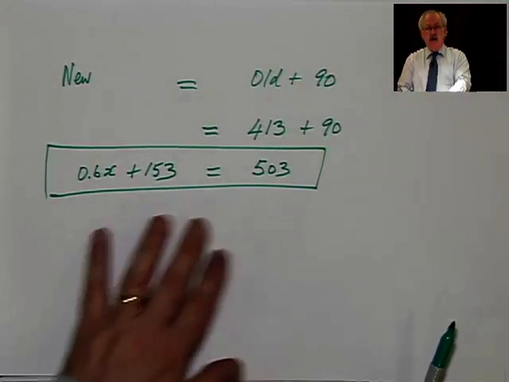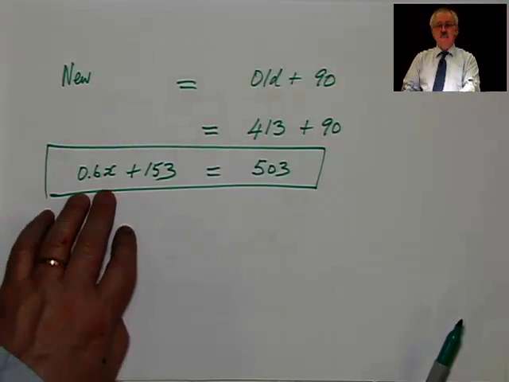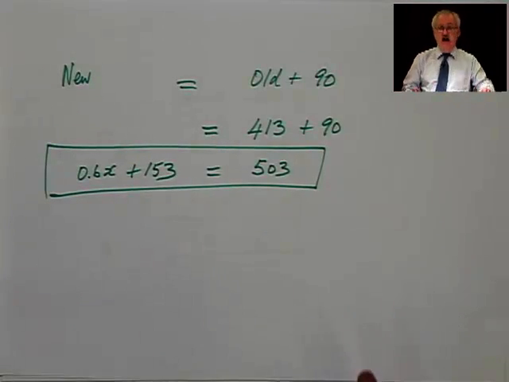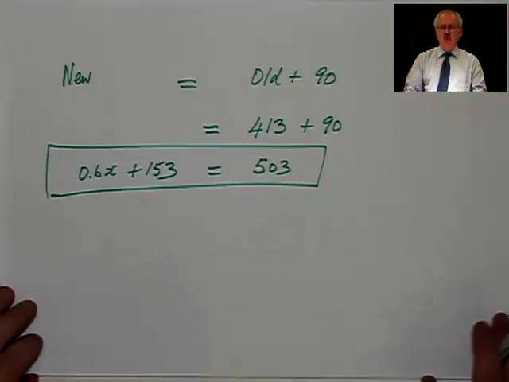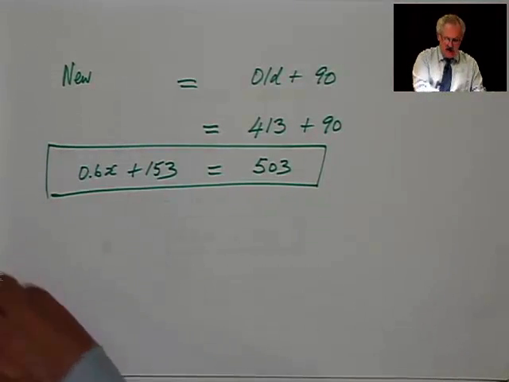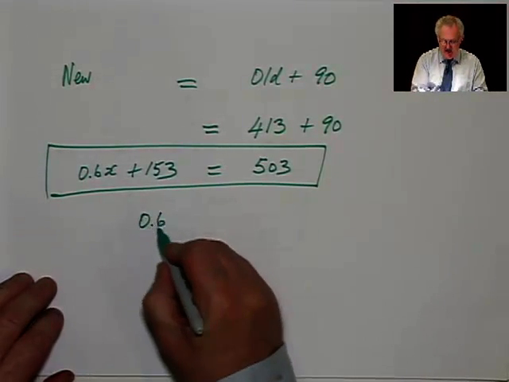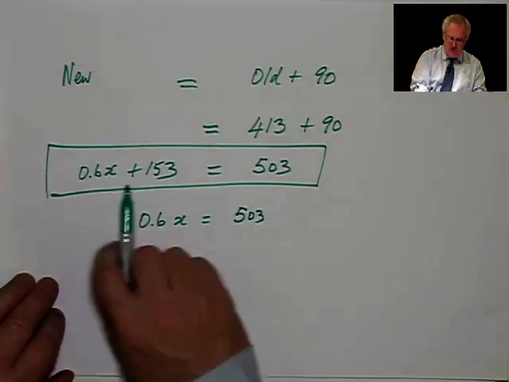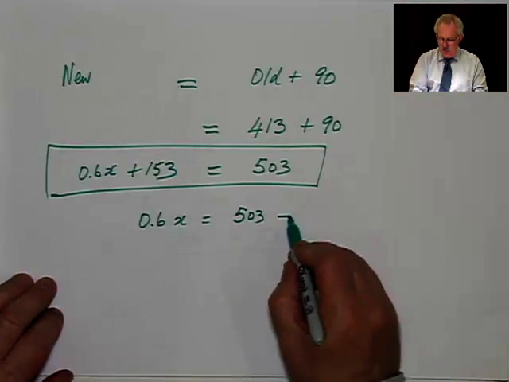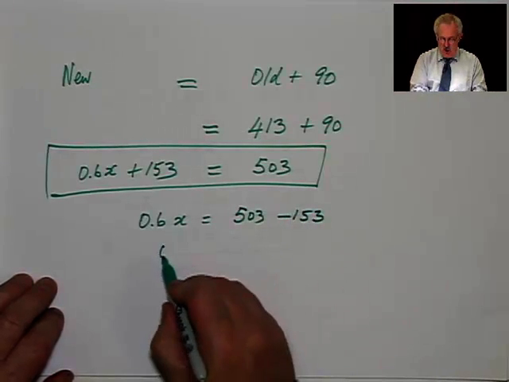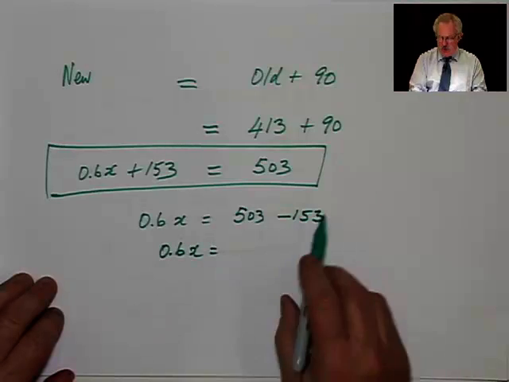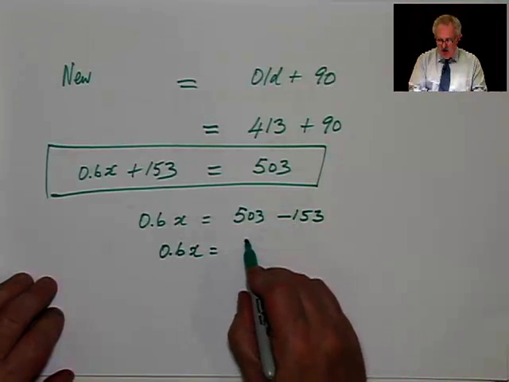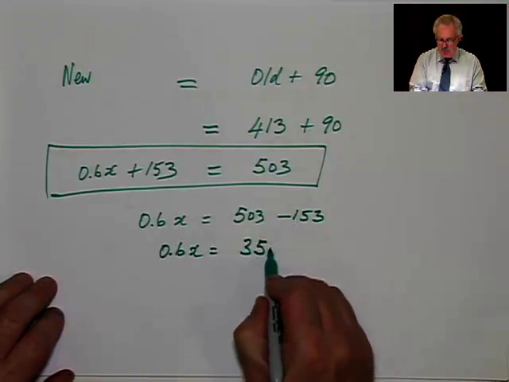And now we've got a single equation in x with two numbers there that we can resolve. So let's just tidy this up. We might say 0.6x is equal to 503, and we'll take this 153 over to the other side, minus 153. Or 0.6x is equal to, subtracting those, we get 350.